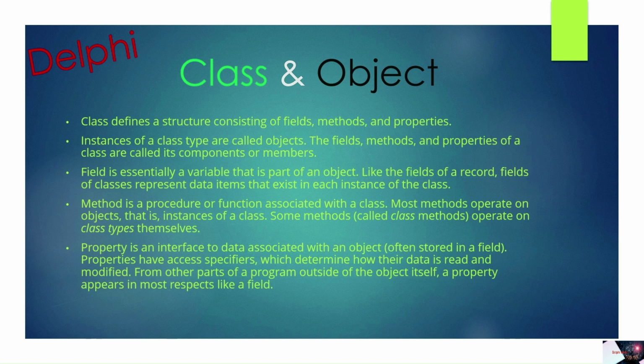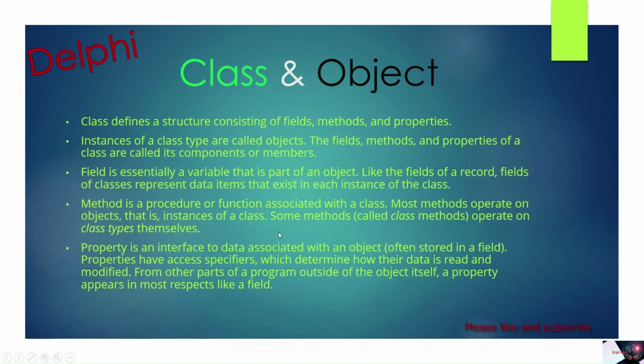A class defines a structure consisting of fields, methods, and properties. Instances of the class are called objects. The fields, methods, and properties of a class are called its components or members. A field is essentially a variable that is part of the object. Like the field of a record, fields of classes represent the data items that exist in each instance of the class.